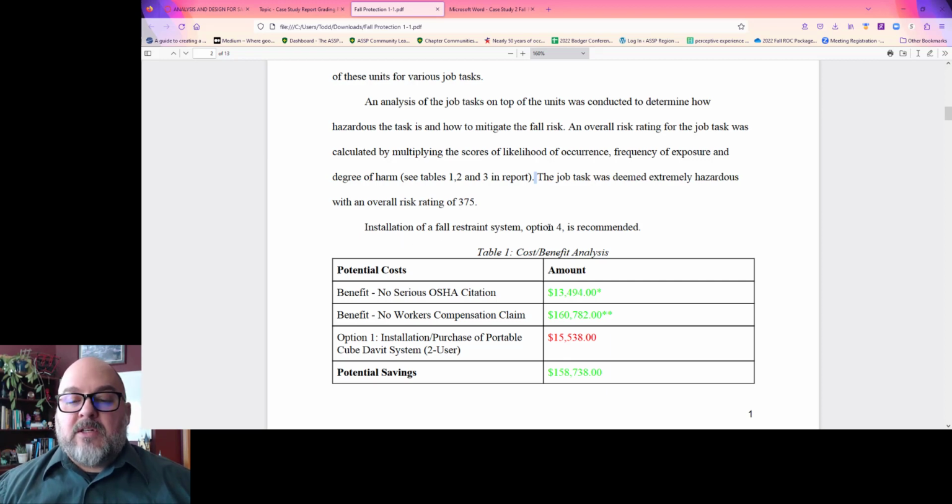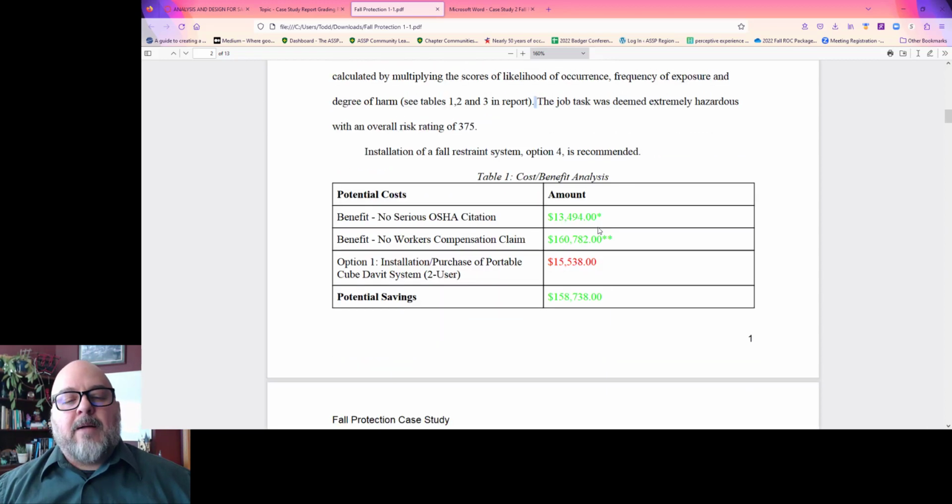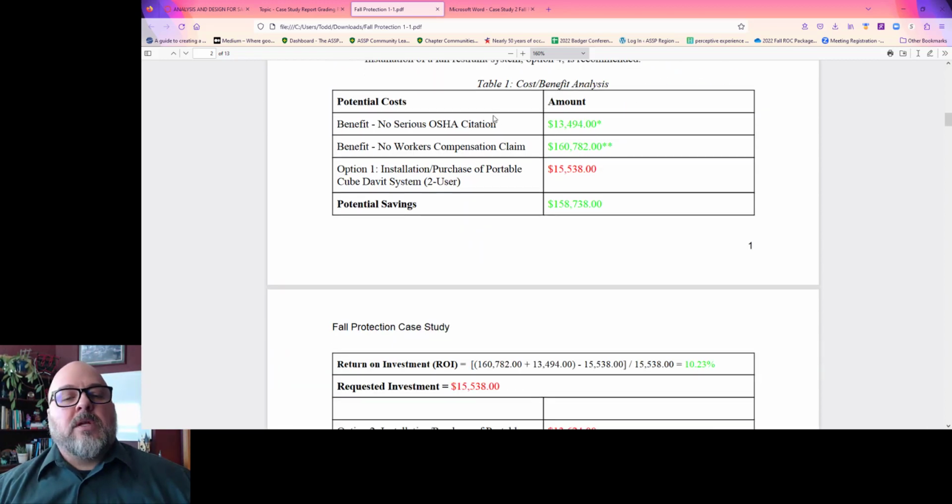Installation of fall restraint system, option 4 is recommended. So he's given us options. Oh, I love that. So potential costs. So a serious violation, work comp claim, that seems a little bit excessive to me. That, not so much. That's pretty even. So installation and purchase a portable cube davit system. Oh, I can't wait to see what that is. It's about 15 grand. Of course, there's savings.